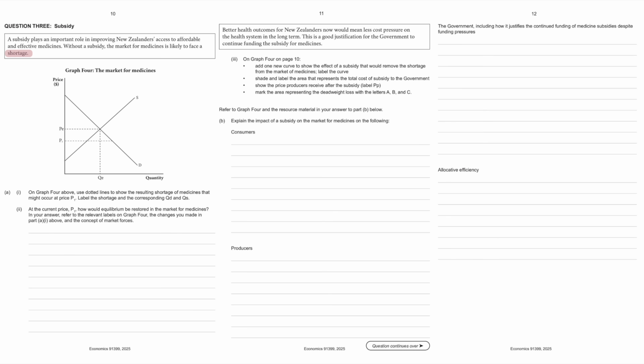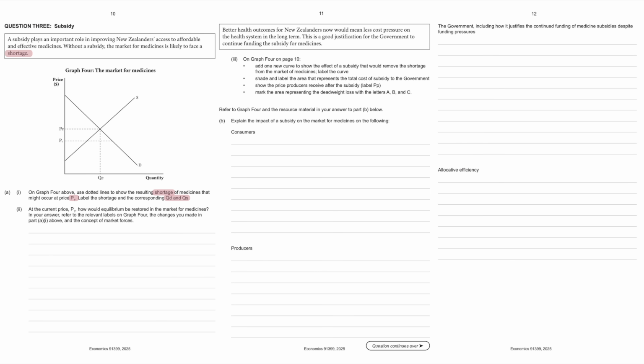Okay, so this question is saying, for question AI on graph 4 above, use the dotted lines to show the resulting shortage of medicines that might occur at price P1. Label the shortage and the corresponding QD and QS. So this question is saying, before the subsidy gets imposed, if the price was P1, then this will probably result in a shortage. Why is that? Show it on the graph.